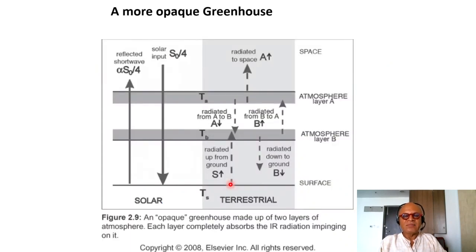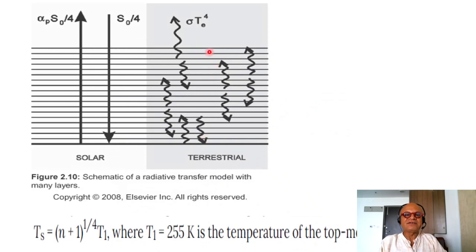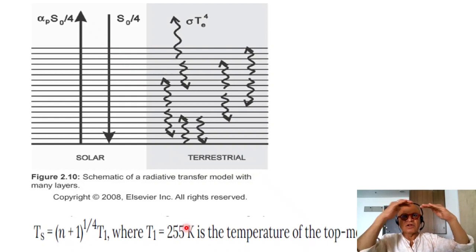Okay, so to add more complexity, basically we can keep adding more layers, layer A and B, then you bounce energy between them, or you can add n layers and you can continue this simple linear arithmetic calculation, and show that surface temperature becomes n plus 1 to the 1/4 times T1, where T1 is the top nth layer of the atmosphere, and that will have 255 Kelvin, because this still has to be the outgoing emission temperature, because you are just balancing incoming solar to outgoing long wave at the top of the atmosphere.